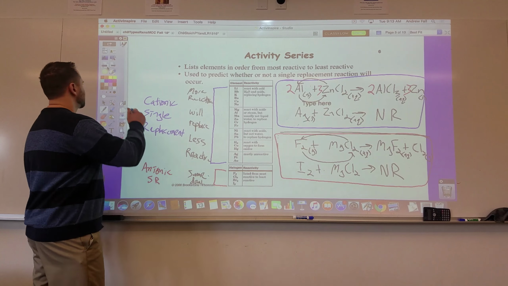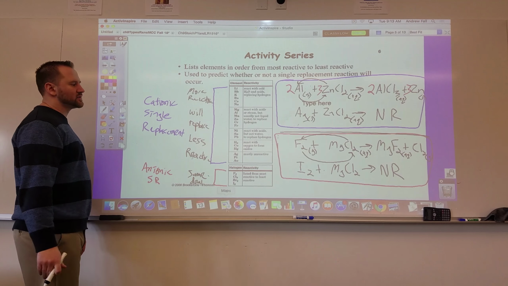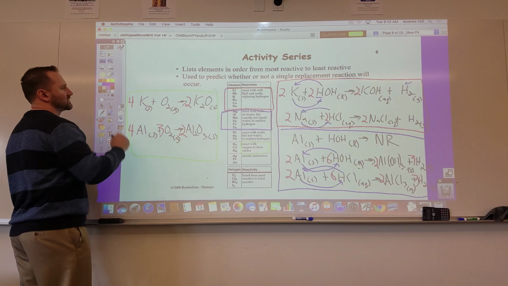However, if you try to do that with iodine, since that's less reactive, it won't displace the chloride ion. Now, in addition to just this ordering or ranking of the metals, you can see that there's also little descriptions written to the side, and that's what we're going to look at on the next slide.